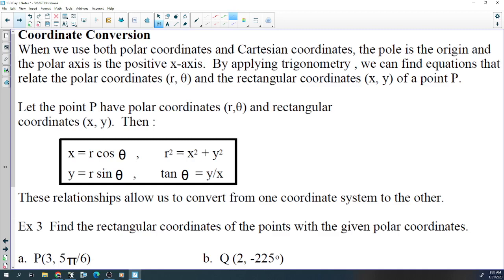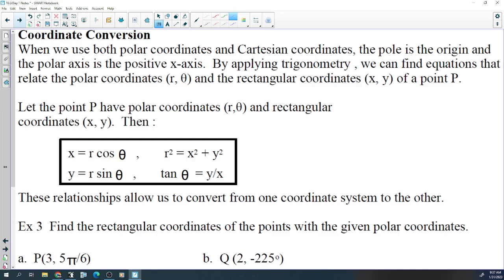We use both polar coordinates and Cartesian coordinates. The pole is the origin and the polar axis is the positive x-axis. By applying trigonometry, we can find equations that relate the polar coordinates and the rectangular coordinates of a point P. Let the point P have polar coordinates r, theta, and rectangular coordinates x, y.